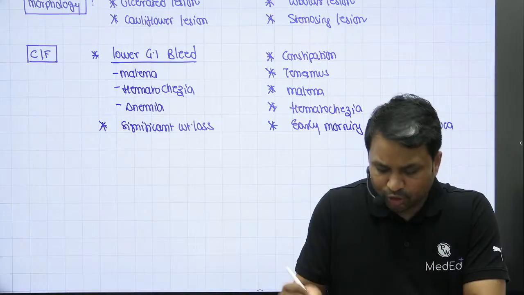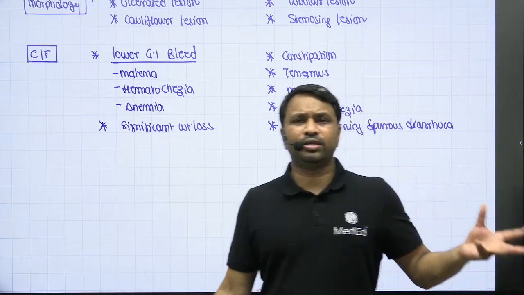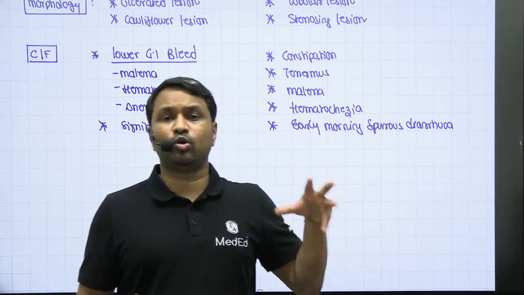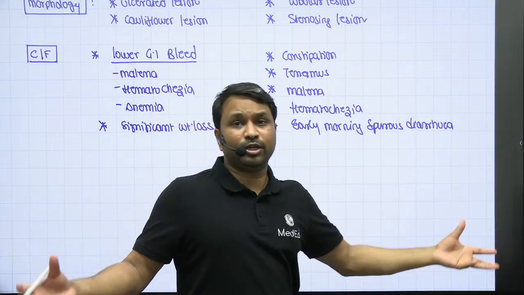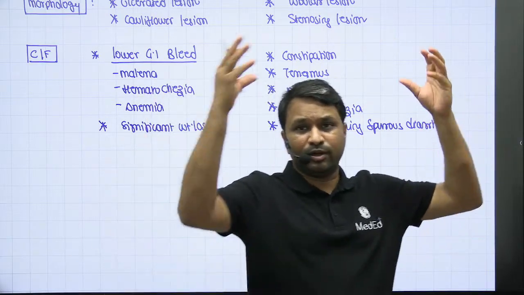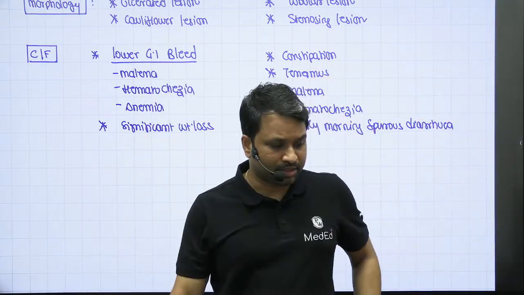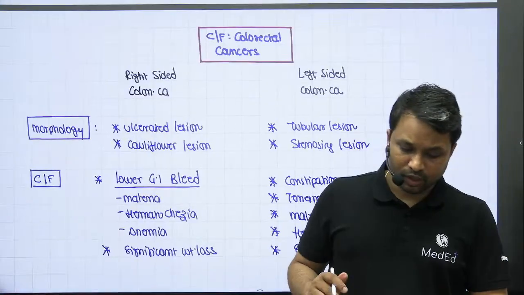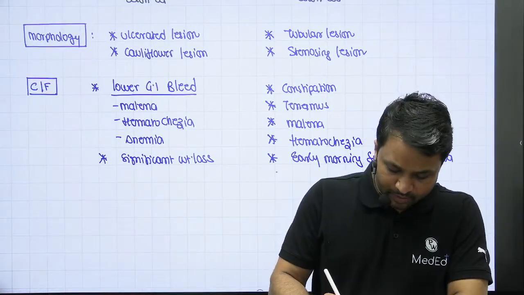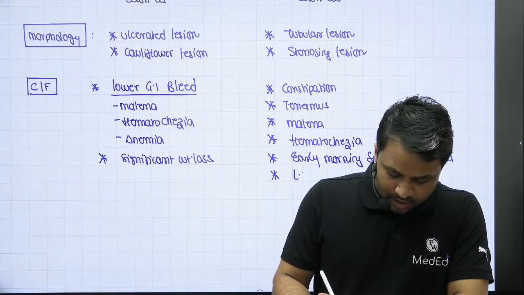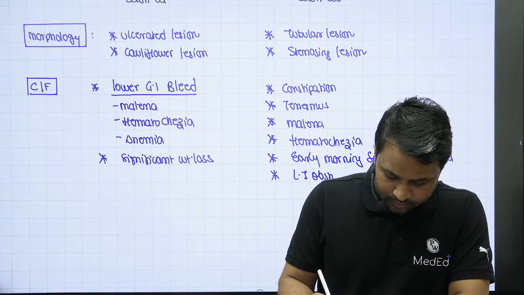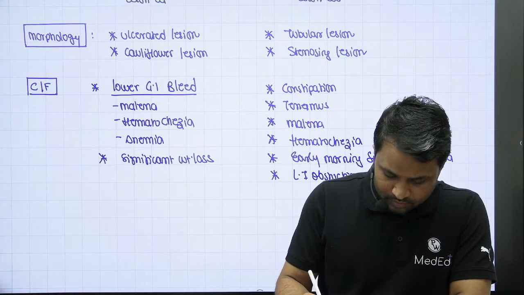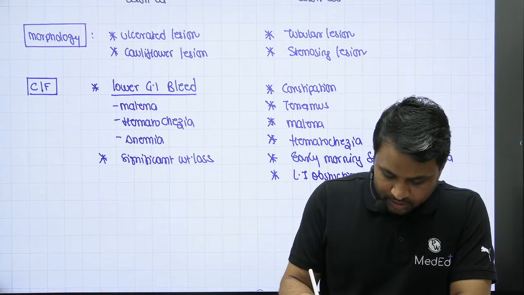Usually when the tumor blocks the lumen, all the stools and content of the colon get accumulated above that, and all the tumor secretions overnight will pool and liquefy the stools, and early morning there will be spurious diarrhea. So early morning spurious diarrhea is a feature of left-sided colonic cancer, and they usually present with large intestinal obstruction, usually dynamic obstruction.